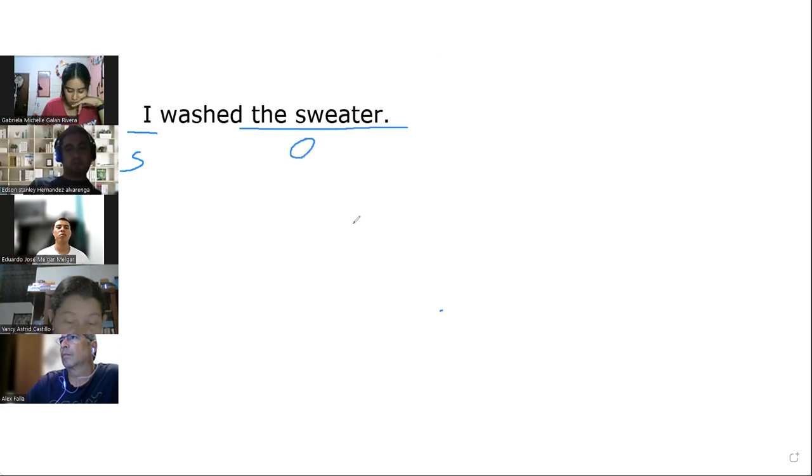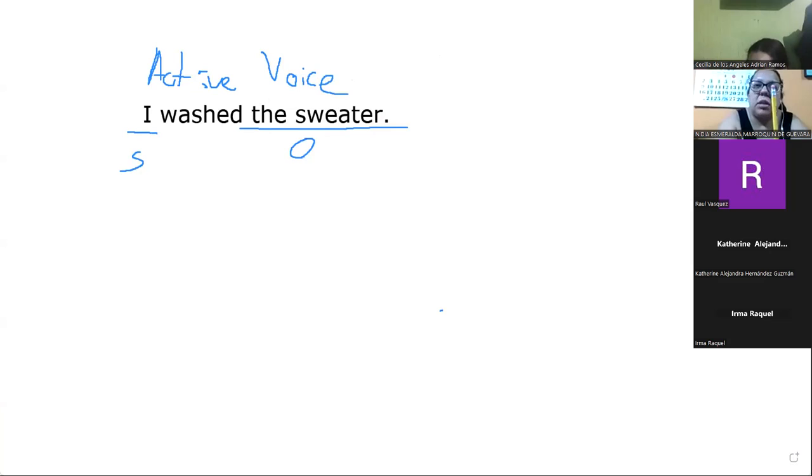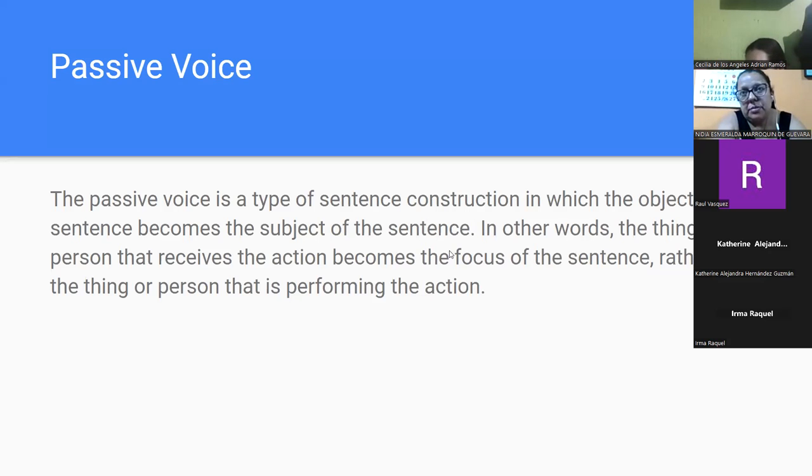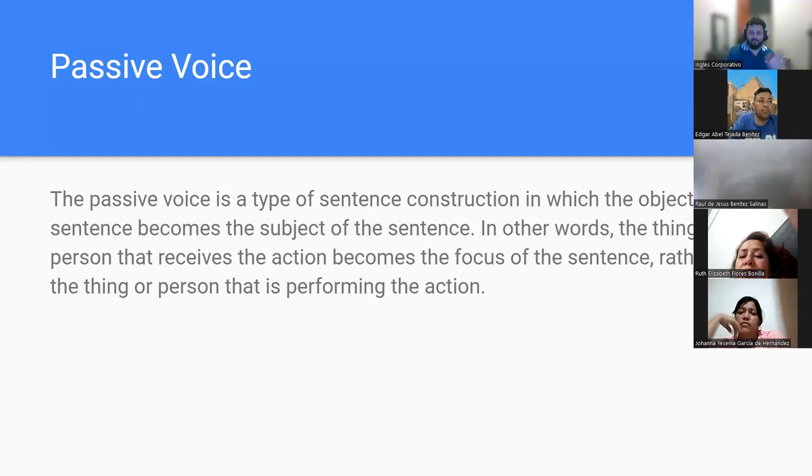Now, guys, all of these examples are in active voice, okay? This is what we call active voice. Usually, every single time that you see a regular sentence, it is in active voice, when you start with a subject and then you follow with the rest of what you want to say. That is what we call active voice, all right?